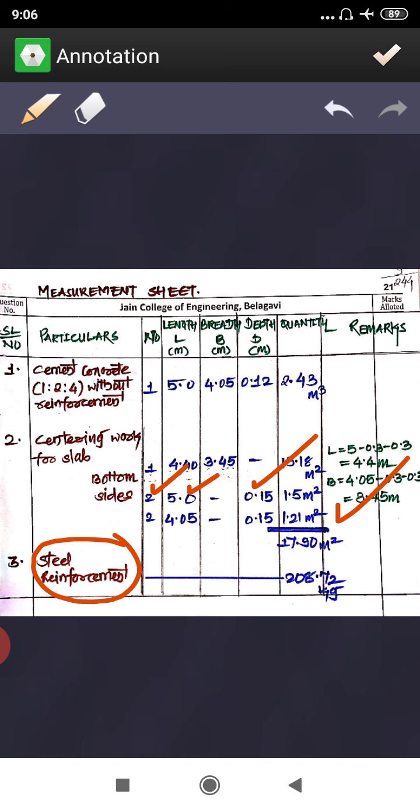Now the steel reinforcement, we determined all the steel in the steel sheet I have shown in the bar scheduling. So it is 208.72 kgs. Now this is how you are going to determine the RCC roof slab. It includes cement concrete, it includes centering work, it includes steel reinforcement. Our major concentration is steel reinforcement.